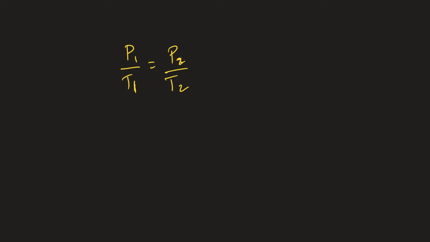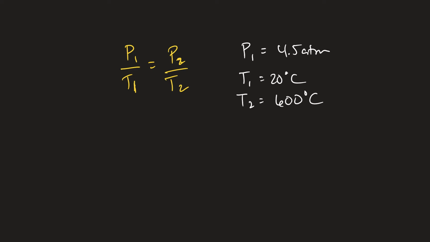Okay, so let's do a practice problem with Gay-Lussac's equation. What does the inside pressure become if an aerosol can with an initial pressure, P1, of 4.5 atm is heated in a fire from room temperature? The first temperature is about 20 degrees Celsius, and the final temperature, the second temperature, is 600 degrees Celsius. So what is the final pressure when it is at 600 degrees Celsius?